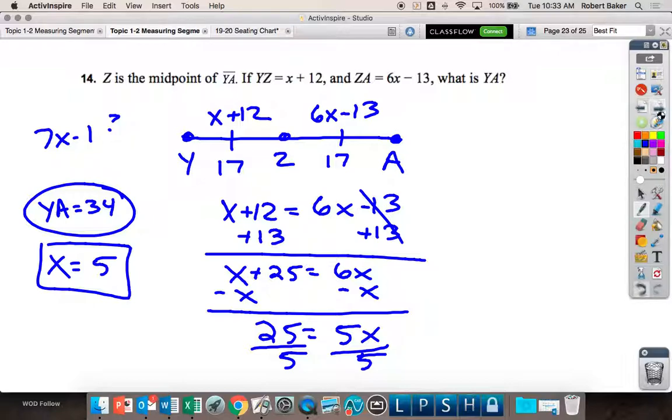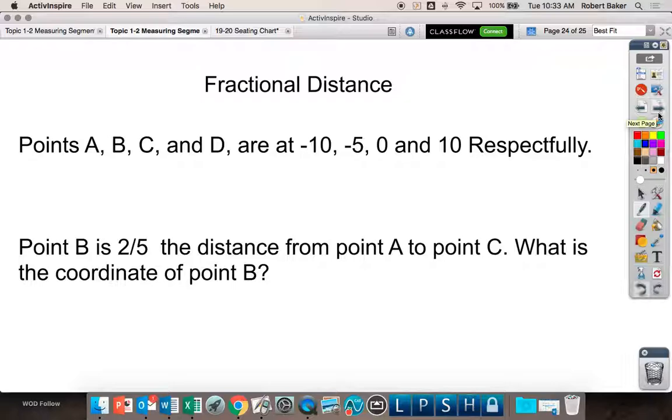Okay, and then here's the worst part of it. I'm about to say the F word. Fraction. This is not in your notes, but you might have a little bit of space on there. Fractional distance. When you hear the word fractional distance, what are you expecting to do? Fractions. And fractions are your friends. Okay? It says points A, B, C, and D are at negative 10, negative 5, 0, and 10 respectively. So draw a line.